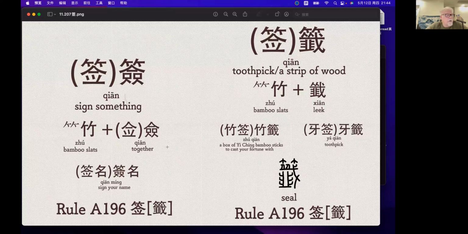And in China, we have a book called the I Ching, which you can cast your fortune with. One way to cast your fortune is to pull some sticks out of a box and see which one you get, one out of 64, one of the I Ching symbols. Then you can see what the number on the stick is, and you can cast your fortune. Those sticks we can call bamboo sticks, or I Ching sticks, or Zhu Qian. And then there's a word, Ya Qian, which means toothpick. So this gets a bit complicated because we have three characters with different meanings that come together into one character in rule A196.